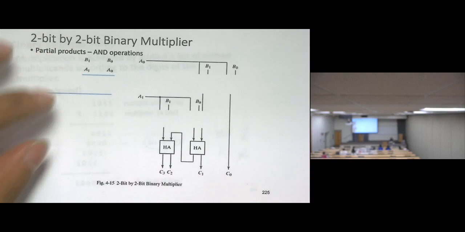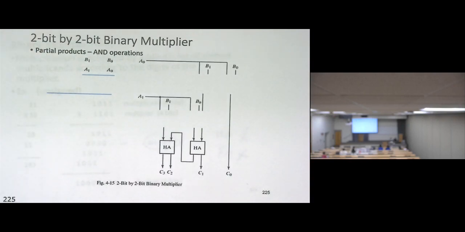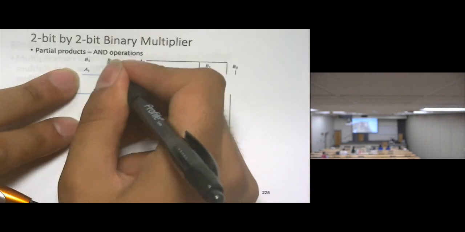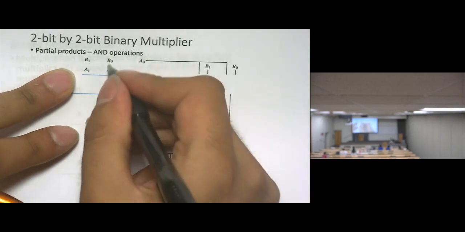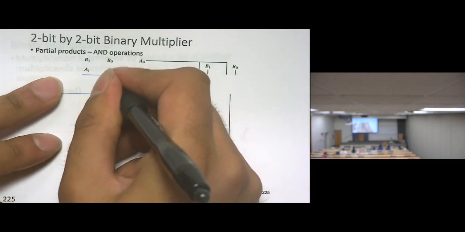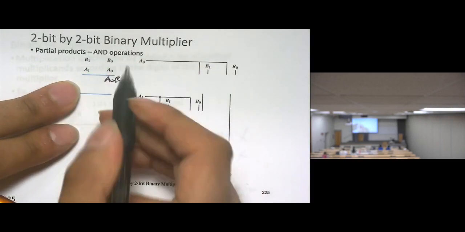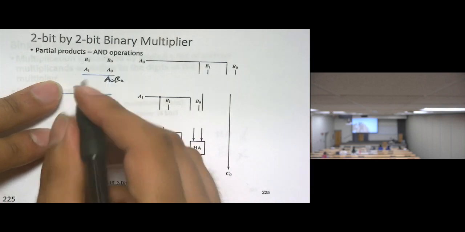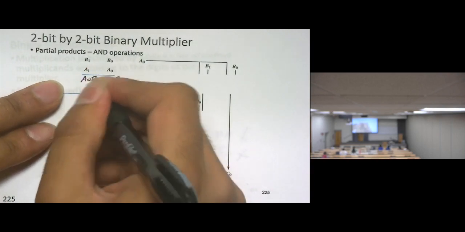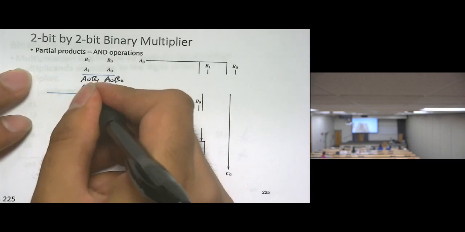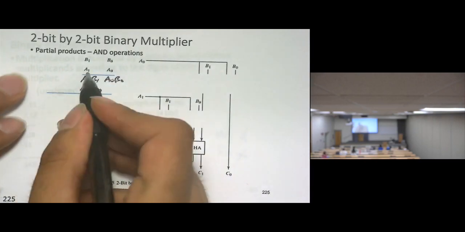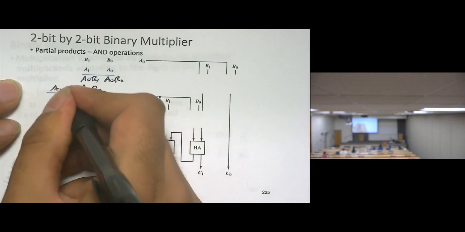How about 2 bits times 2 bits? How can I make this multiplication using the adders? I have B has 2 bits, A has 2 bits. How can I make the multiplication? A0 times B0. A0, B0, right? A0 times B1. A0, B1, right? Then leave this one empty. A1 times B0. A1, B0, right? A1 times B1. A1, B1.